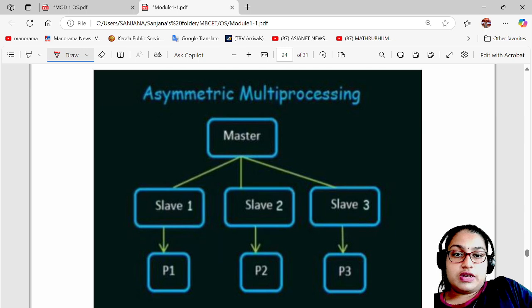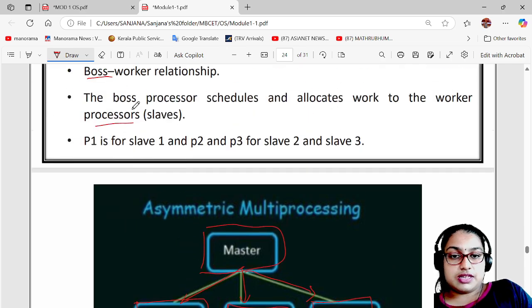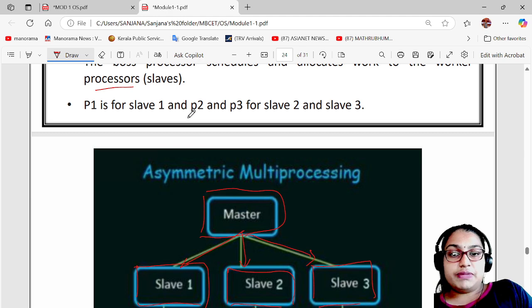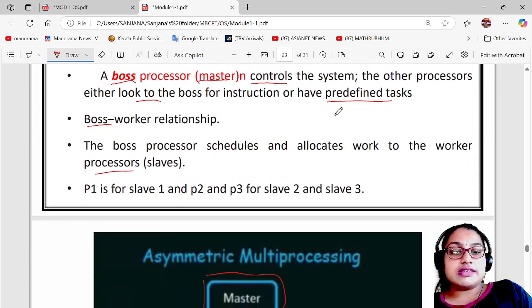Here we have an example of asymmetric processing. I have a master-slave relationship with a master processor. The master processor will send instructions to the slaves. I have slave 1, slave 2, and slave 3, and each of them will be performing its own process. Slave 1 performs process 1, slave 2 performs process 2, slave 3 performs process 3. P1 is for slave 1, and P2 and P3 for slave 2 and slave 3. That is asymmetric multiprocessing, or master-slave relationship.